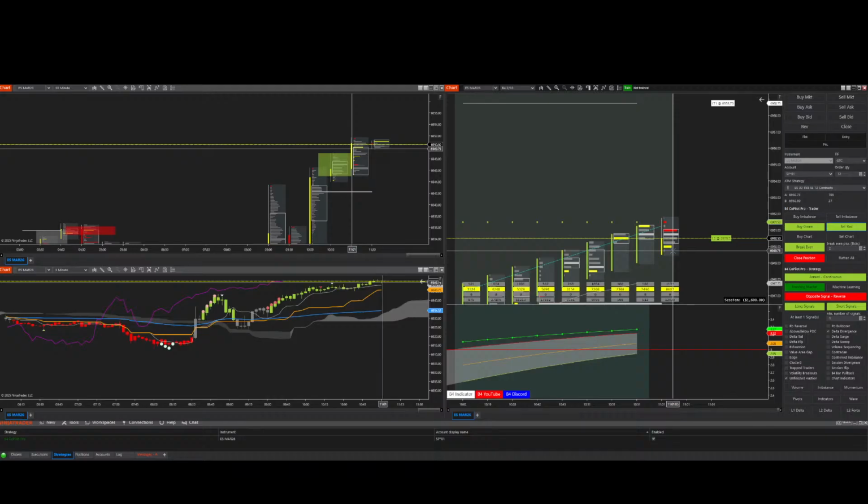Looking at the Ichimoku, it looks like it still has some strength to the upside. Of course, not as much momentum as we had in the morning, but still some strength to the upside. We're way overbought on the B4 indicator, the lower indicator here.